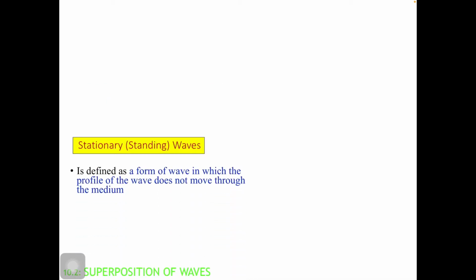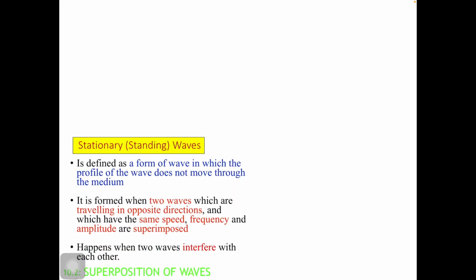Okay, so this one is a standing wave. Okay, kalau standing wave ni pula is defined as a form of wave which the profile of the wave does not move through the medium. So kalau before ni kita talk about travelling wave, wave tu bergerak. So wave form dia bergerak, tapi for standing wave it's not really move through the medium. So kalau standing wave ni dia pergi, dia patah balik. Kalau travelling dia pergi, tak patah balik.